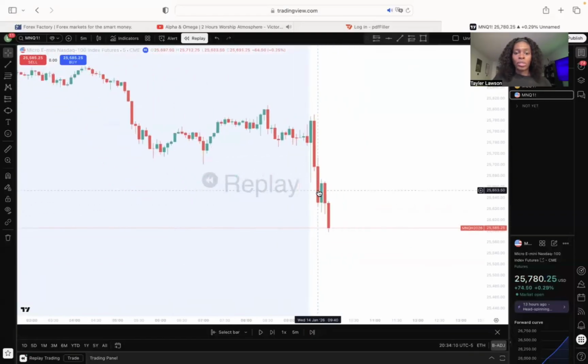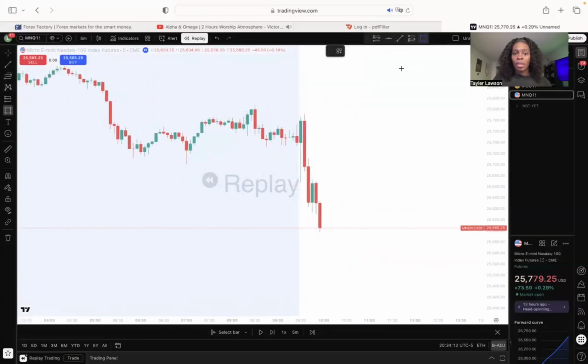So that's what we're going to do. We are going to mark up this supply zone here. And now that is where we are looking for price to come back and tap this zone.